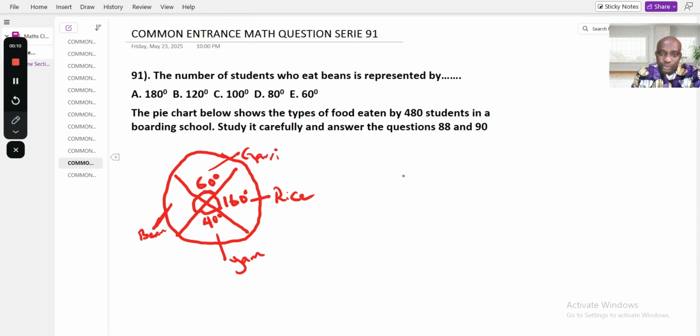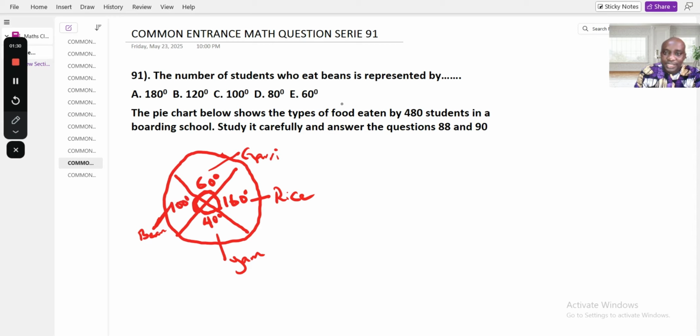The number of students who eat beans is represented by. Now we have calculated this one already in the previous question. The total of the degrees here is 360. Here we have 60 for garri, 160 for rice, 40 for yam. The next one is that you just add these, which is 260. 160 plus 40, 200. 200 plus 60 degrees, 260 degrees. Now the total must be 360. You now say that 360 minus 260 is going to give you 100.